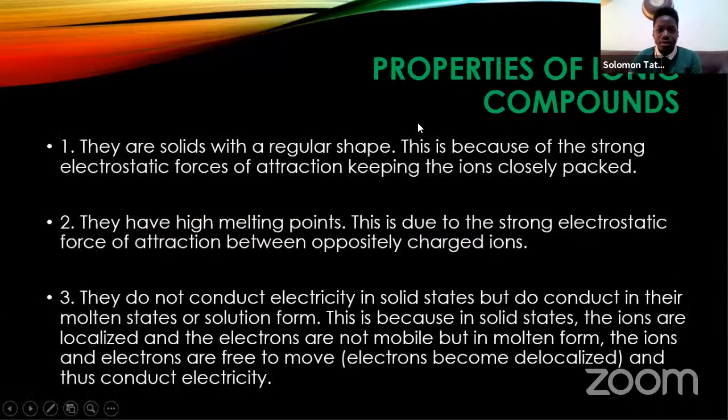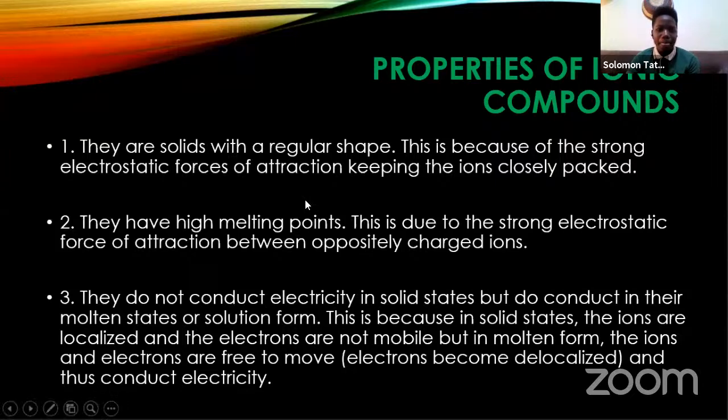All right, so here are the properties. They are solids with a regular shape. This is because of the strong electrostatic forces of attraction keeping the ions closely packed. So every compound that forms a giant ionic structure is always solid. They're solid at room temperature because of the electrostatic forces of attraction that keep the ions closely packed.